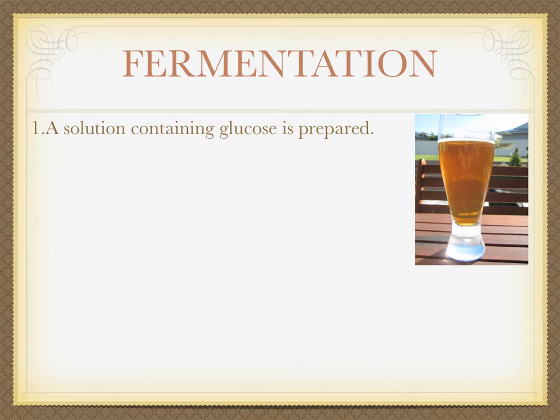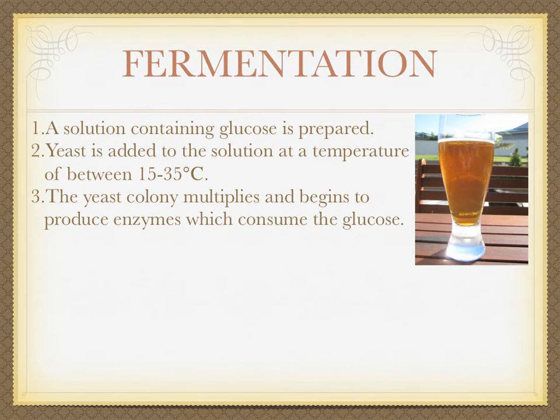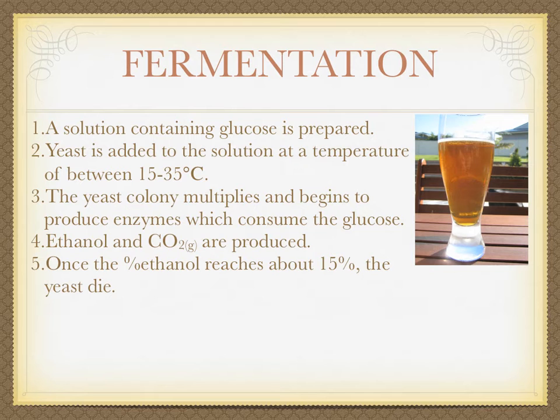So let's examine what we do then. We get a solution of glucose and prepare it. We add some yeast to it at a defined temperature of 15 to 35 degrees C. Now the yeast colony loves the glucose and begins to multiply in number, producing enzymes which go ahead and cause the glucose to be further broken down into ethanol and carbon dioxide. The carbon dioxide is produced as a gas, ethanol is aqueous. However, with this process of fermentation, we can only get to a concentration of about 15% ethanol before the conditions become too harsh for the yeast to continue to survive, and they actually die at around about 15-16% concentration ethanol.